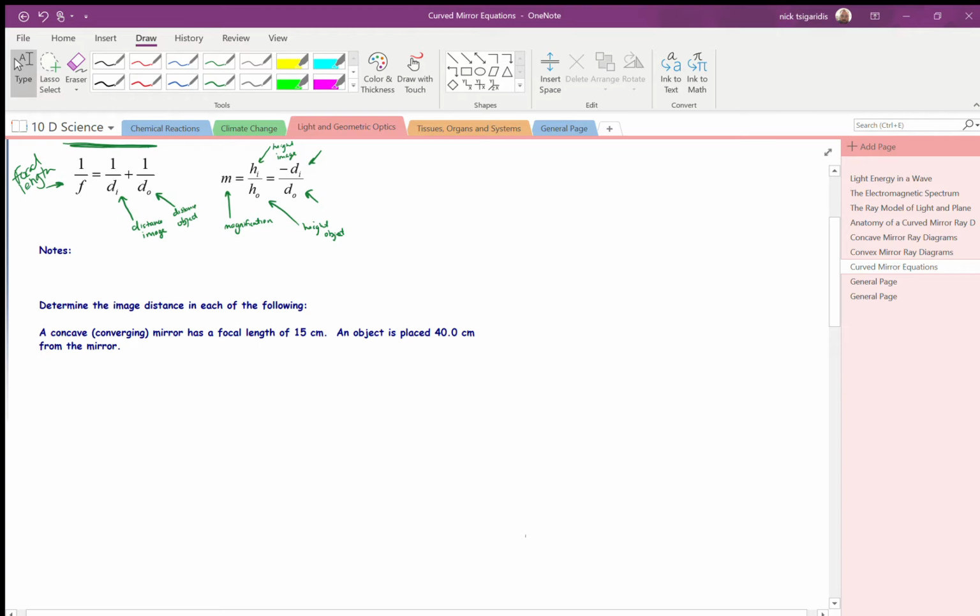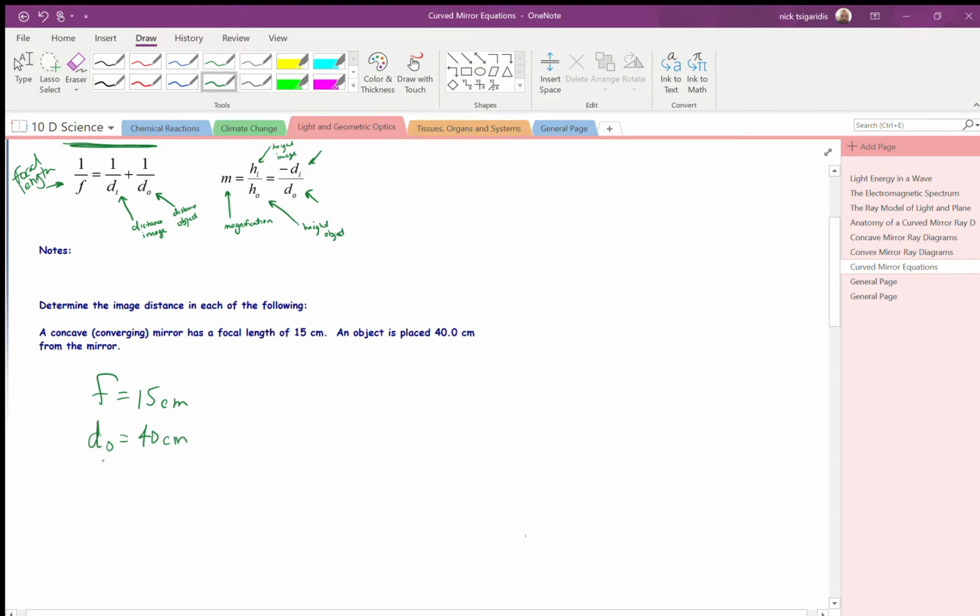It says here, a concave or converging mirror has a focal length of 15 centimeters. So I know my f value is 15 centimeters. So f is equal to 15 centimeters. And it says an object is placed 40 centimeters, so I have a do, is placed 40 centimeters from the mirror, so from the vertex.